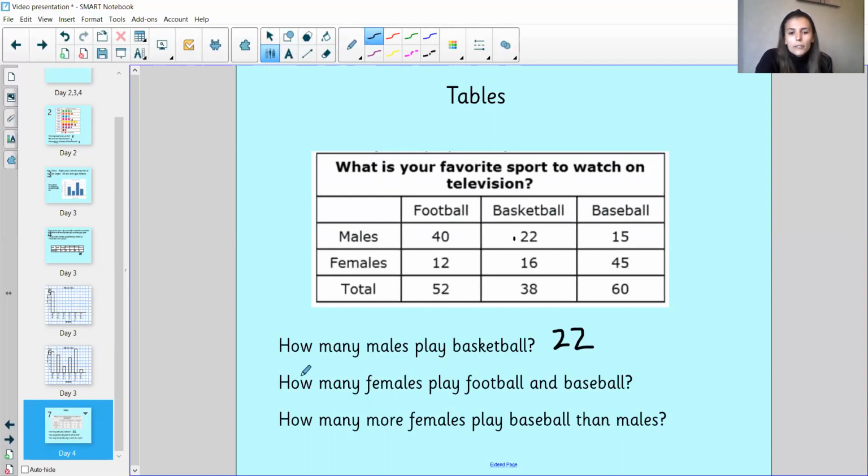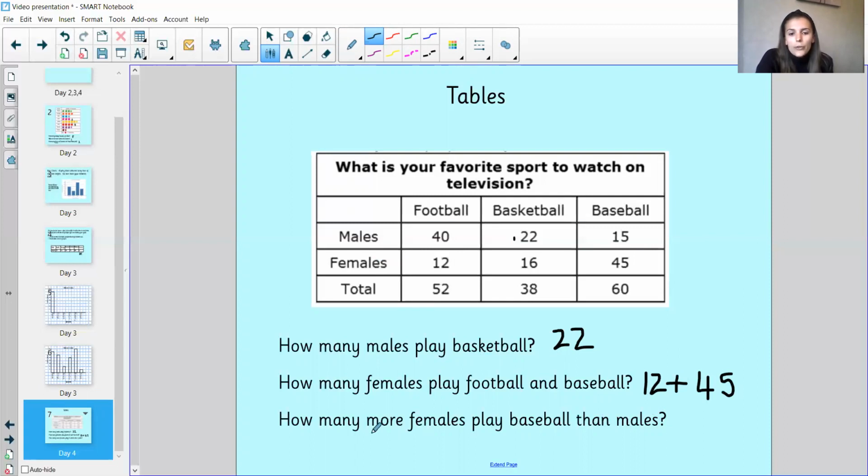The next question asks, how many females play football and baseball? So I'm going to have to look at two numbers here. So females, and I'm going along to football, which is 12. And then it says baseball. So I'm going back to females and along to baseball, and it says 45. So I'm going to do 12 plus 45, which gives me 57.